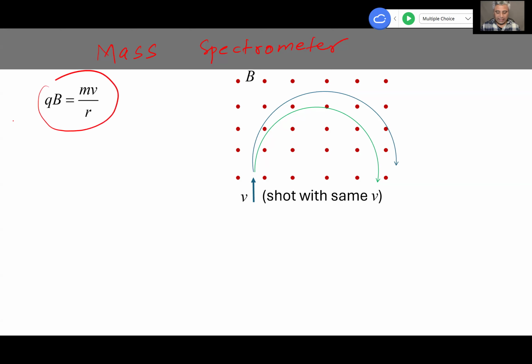So see, the same equation I'm writing. So this mass spectrometer uses this.